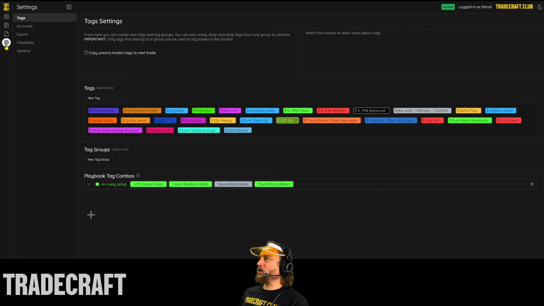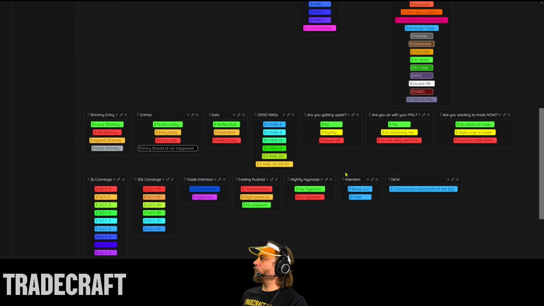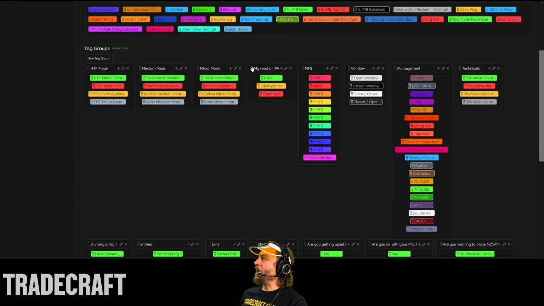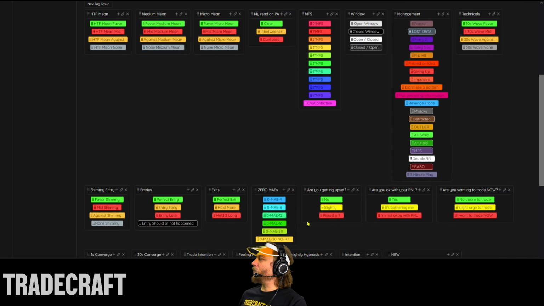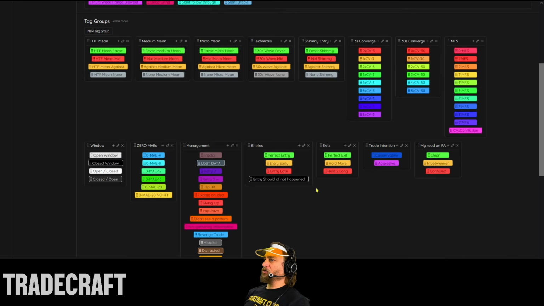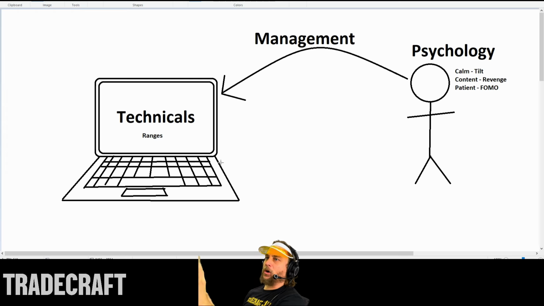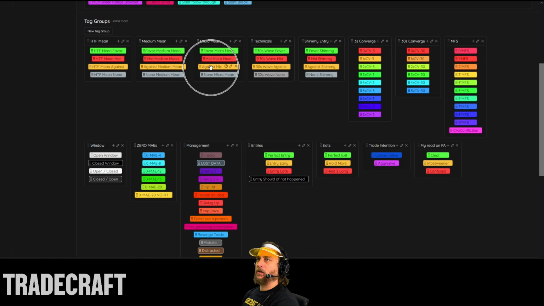So when we look at our tags, we can see we have all of these groups, right? We have the range tags, and you can move these around and it'll redisplay. So I just rearranged everything according to technicals, management, psychology. Here we have the ranges on the multiple time frames, which I've already explained.